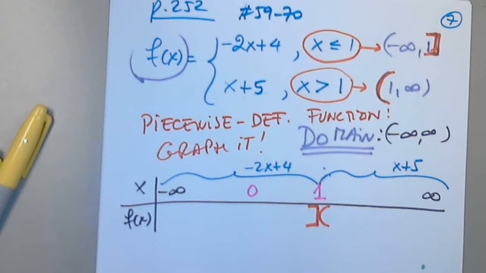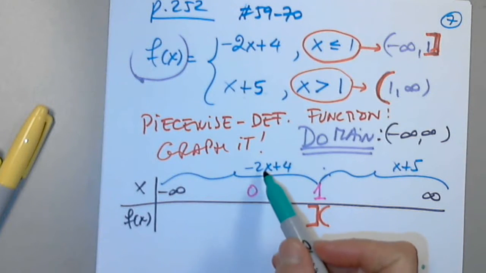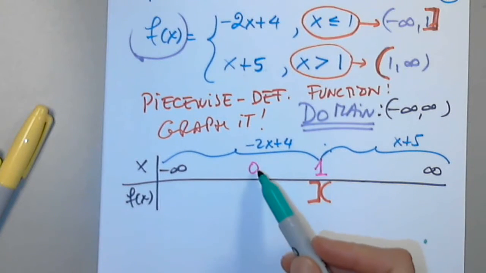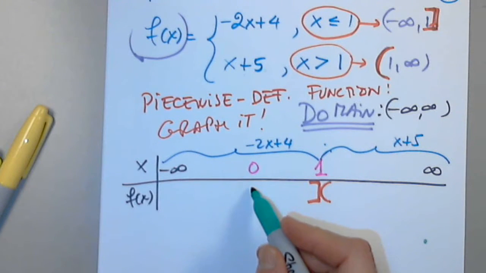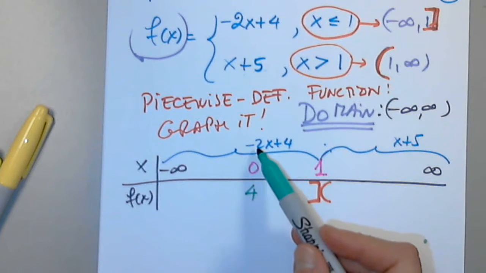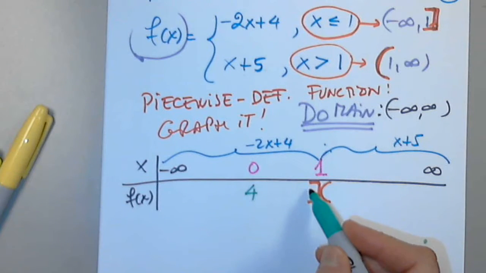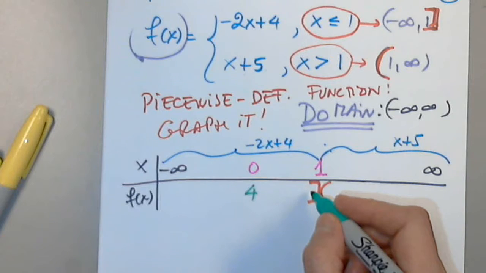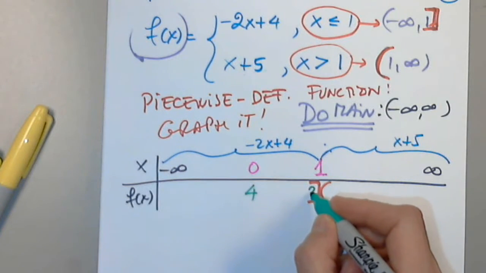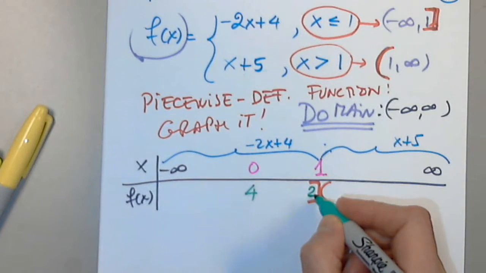What type of functions are these? Because then I will know how many points I need. Linear. Linear functions. Very good. So let's plug in some values. If we plug in 0, 0 should be in the chart. When you plug in 0, what do you get? 4. Good. When you plug in 1, what do you get? 2. And I write it right here inside the bracket.